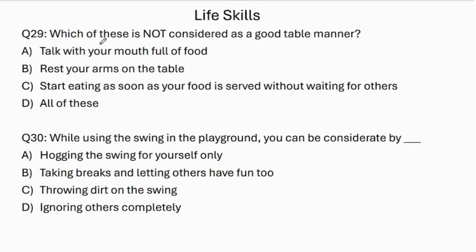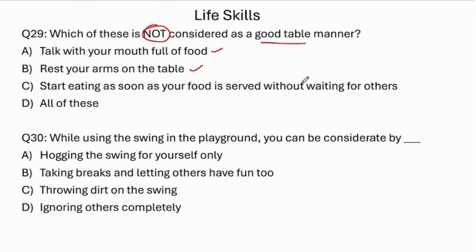Moving on to the next question. Which of these is not considered a good table manner? Talk with your mouth full of food? Yes, this is not a good table manner. Rest your arms on the table? Yes, this is also not considered a good table manner.